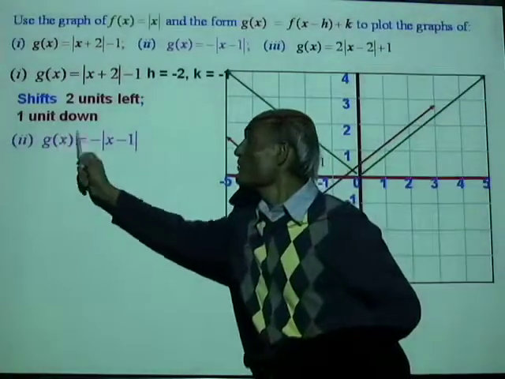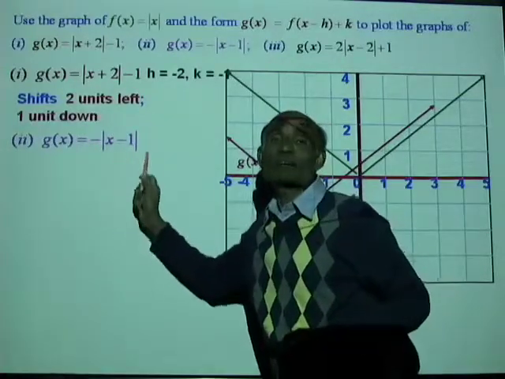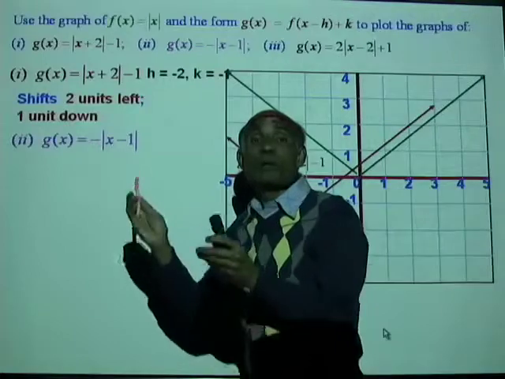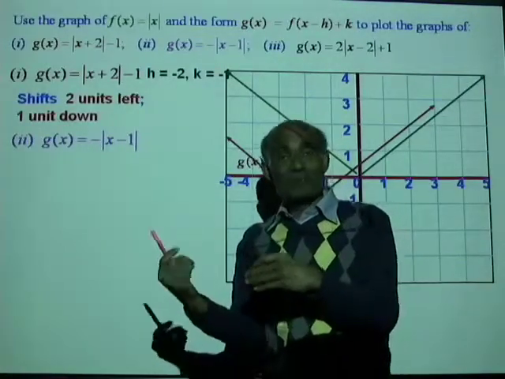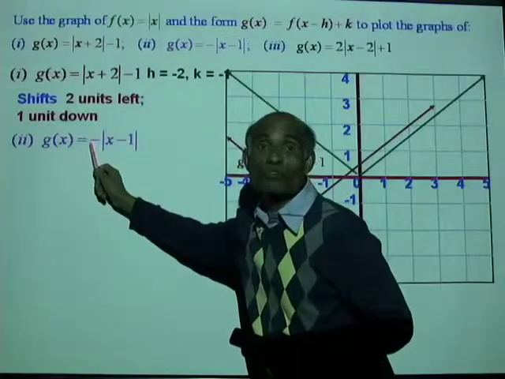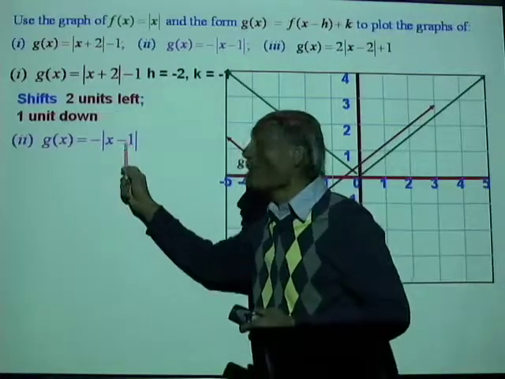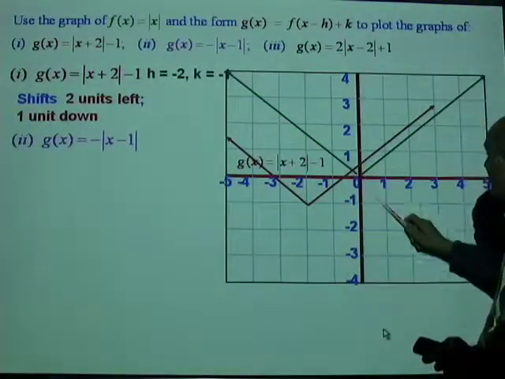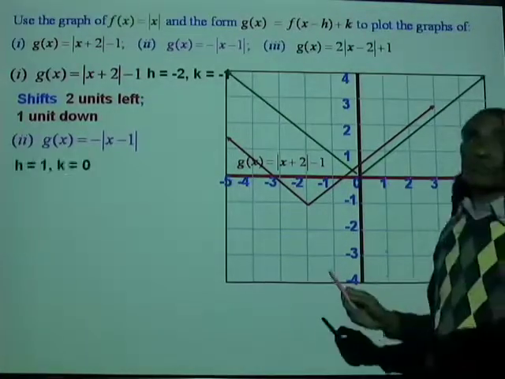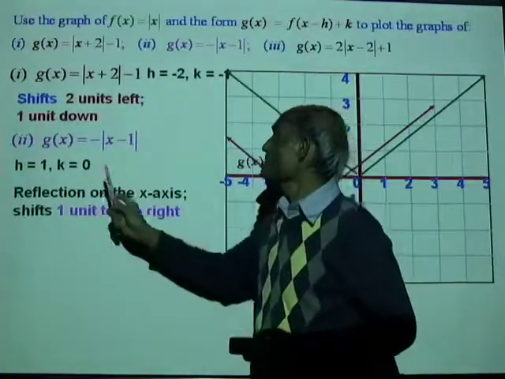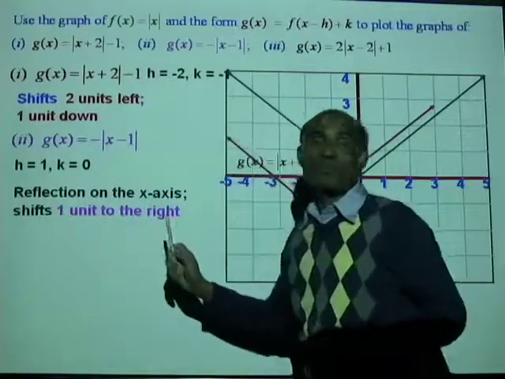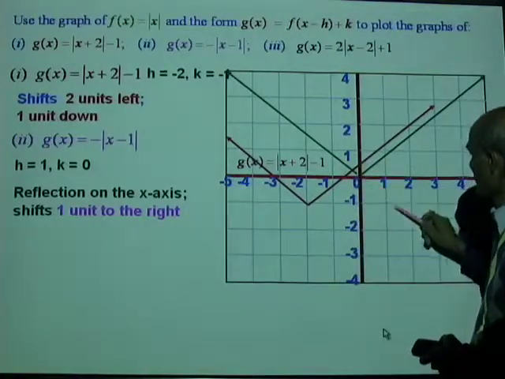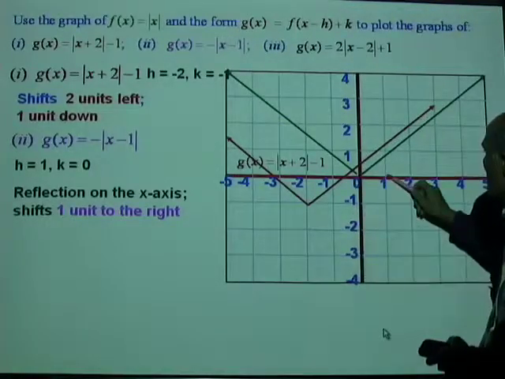Alright, how about the next one? g of x is negative absolute value of x minus 1. This is the form negative f of x. In other words, that negative makes the reflection about the x-axis. So don't confuse that again. First a reflection about the x-axis and a translation of 1 unit to the right. You got h equal to 1, k equal to 0. Watch my marker again. Reflection on the x-axis will give me this, and shifting 1 unit to the right will give me that. There you go.